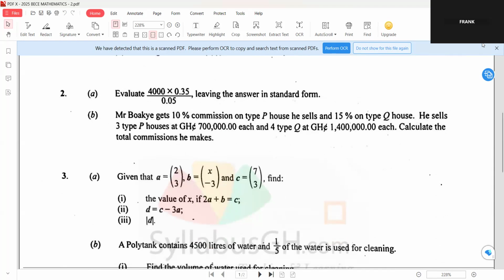Then the second one talks about Mr. Boachi, who gets 10% commission on type P houses he sells and 15% on type Q houses he sells. He sells 3 type P houses at 700,000 Ghana cedis and 4 type Q houses at 1,400,000 Ghana cedis each. Calculate the total commission he makes. So let's look at these two questions.